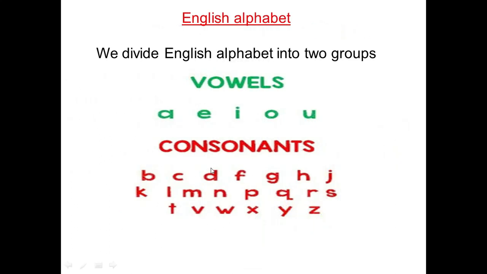Before starting the topic of articles, you should know how many alphabets there are and how we have divided them. There are 26 alphabets and we have divided them into vowels and consonants. Vowels are A, E, I, O, U. There are five vowels, and all the alphabets except these five are called consonants. We have divided these alphabets like this because there is a rule of using the articles with them.